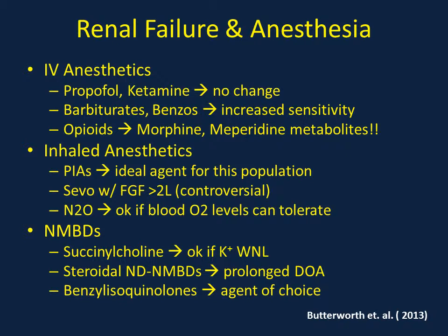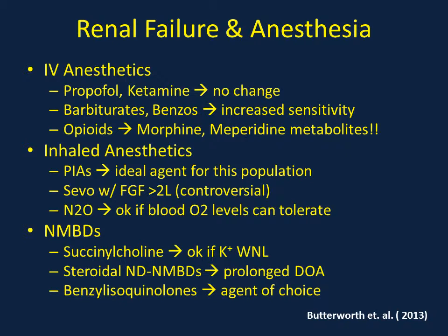So renal failure and implications with regards to anesthesia, we'll just talk a little bit about the drugs that we use. IV anesthetics, so propofol and ketamine, there's really no change with regards to renal function. Barbiturates and benzodiazepines have shown increased sensitivity, so there's less protein binding and there's more free drug available. And then opioids, you want to be careful specifically with morphine and meperidine because of their active metabolites and slow filtration and excretion in renal failure.